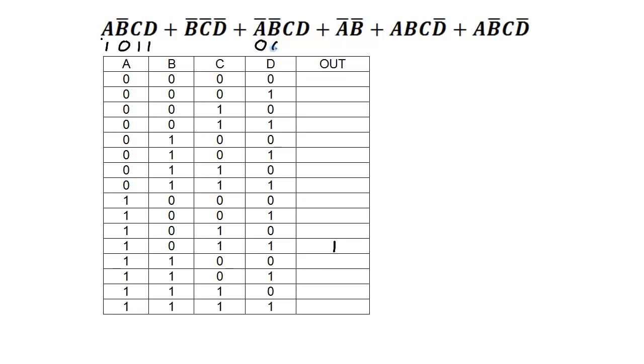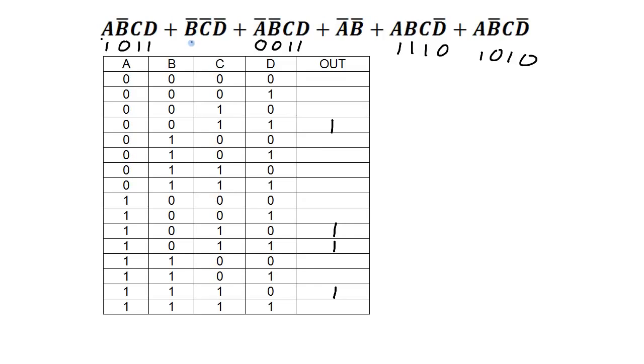This term is 0, 0, 1, 1, so it corresponds to the 0, 0, 1, 1 row, which is right here. This term corresponds to the 1, 1, 1, 0 row, which is down here. And finally, the last 4 variable product term is the 1, 0, 1, 0 row. So that's right there.